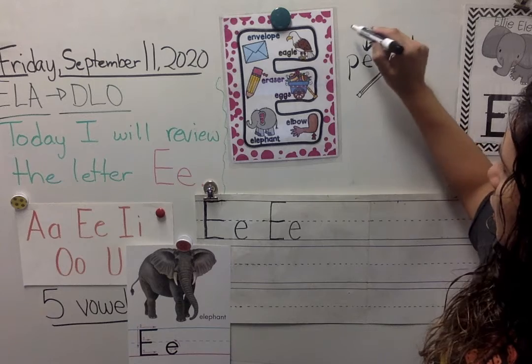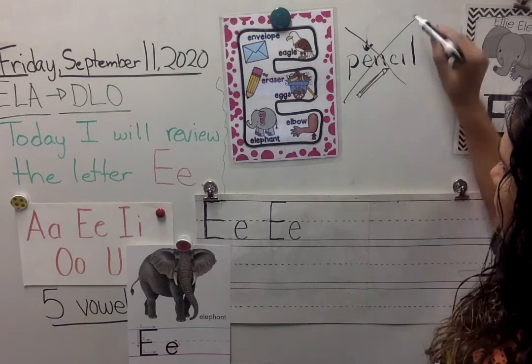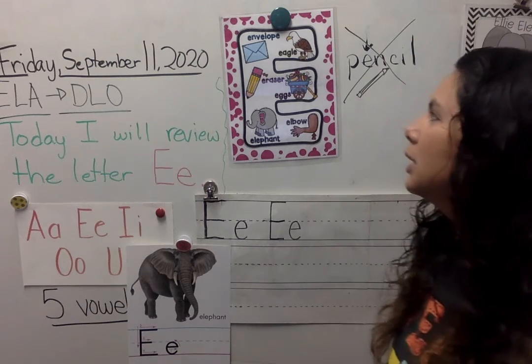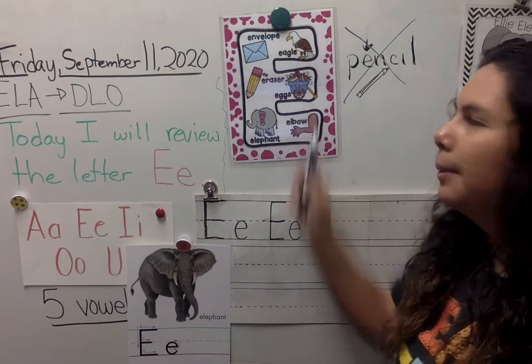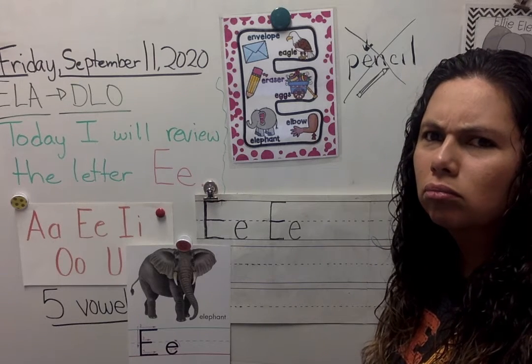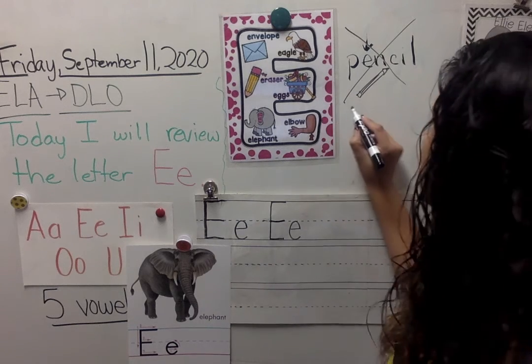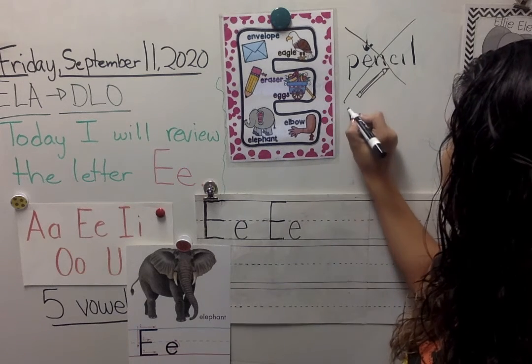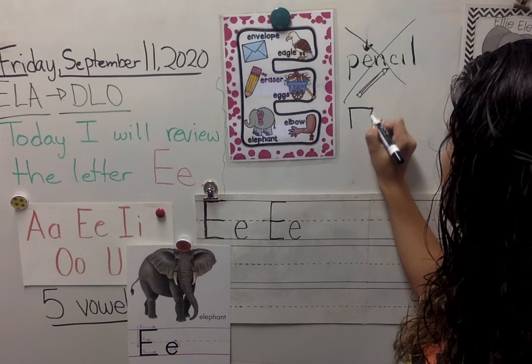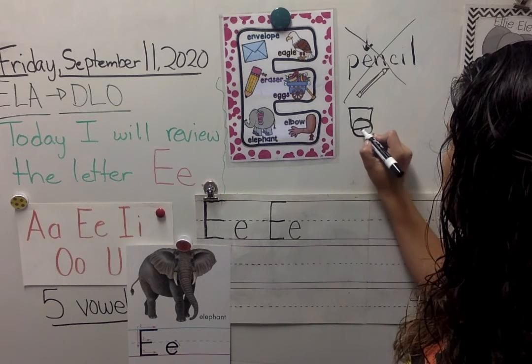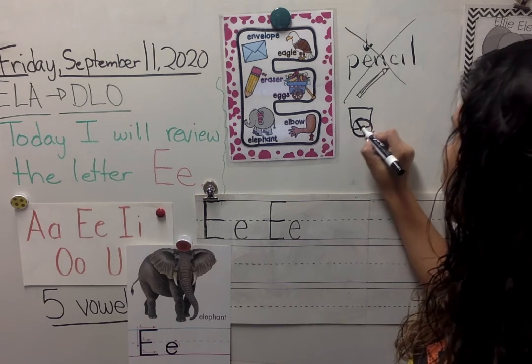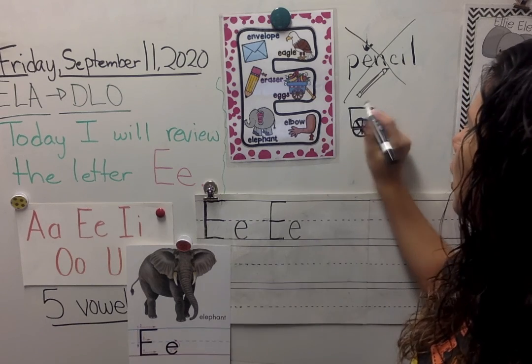So, not a pencil. What about basket? Basket. Do a basket right here. So they have a basket in the picture. And it has a wheel. More like a wagon. I'm sorry. Wagon.